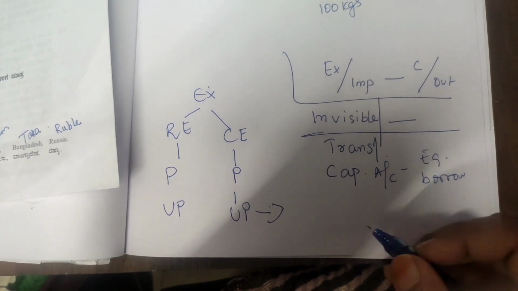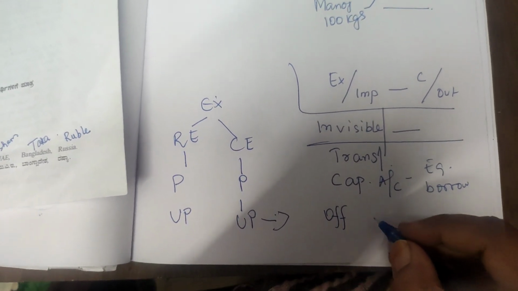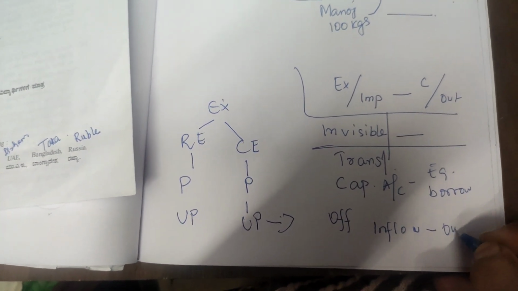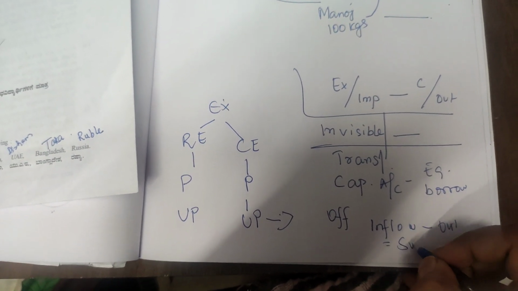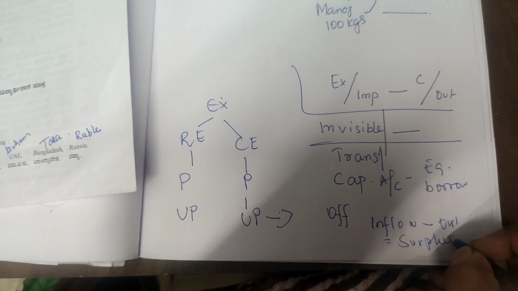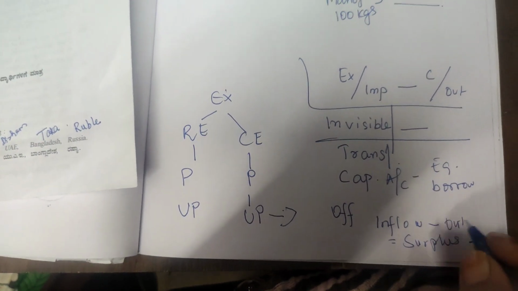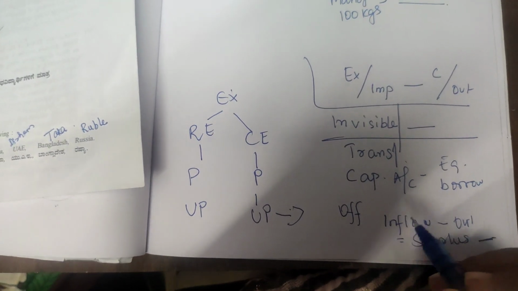And then last is the official reserve. When our inflow is more when compared to outflow, that is considered a surplus, and the surplus is always kept as a reserve in the form of gold and foreign exchange, so that is considered the official reserve account.